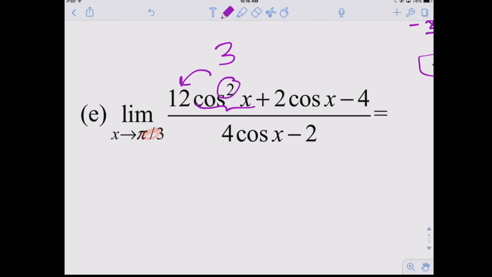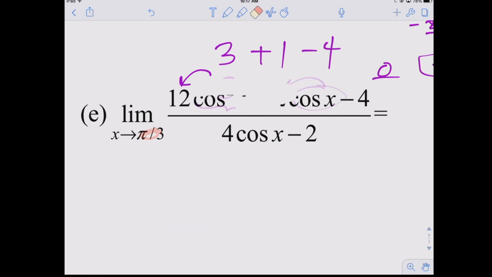Oof, that was a lot of plugging in. I'm going to write that down. I don't want to forget it. Plus cosine of pi thirds is 1/2 again. What's 1/2 times 2? 1, and then we got the minus 4. So 3 plus 1 is 4, minus 4 is 0. Whew, that was a lot of work for 0 in the numerator. Can we just assume 0 in the denominator?